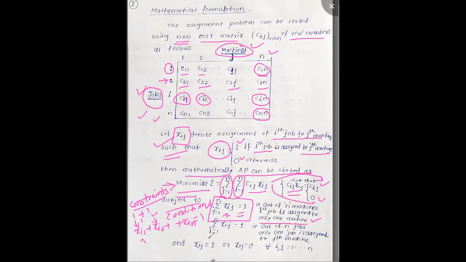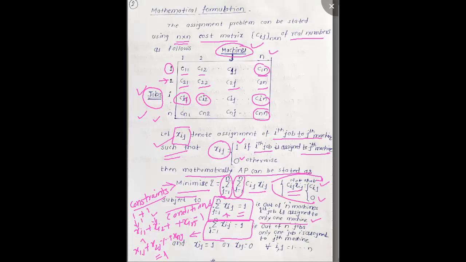Then the second equation, again xij, now the summation is from I equal to 1 to n. I we are using for jobs, so there are n jobs, and j means machine. Again, there are n terms in this summation. Now I is changing from 1 to n, so it is x1j, x2j, and so on, xnj. J is the jth machine. That is, this sum is 1.